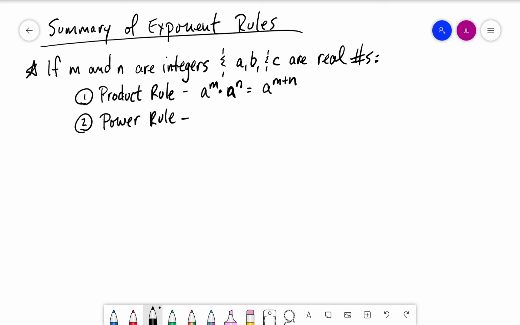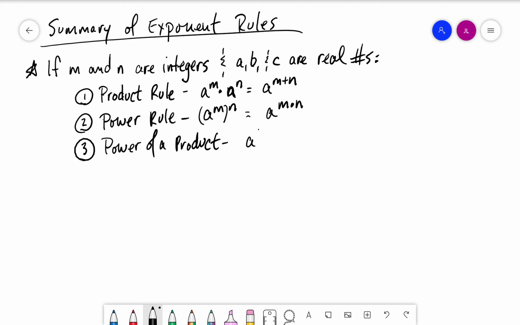What the power rule says is if we have a to the m power taken to the n power, that's the same as a to the m times n. Next, we have the power of a product. The power of a product says if we have ab in parentheses to the n power, that's the same as a to the n times b to the n.